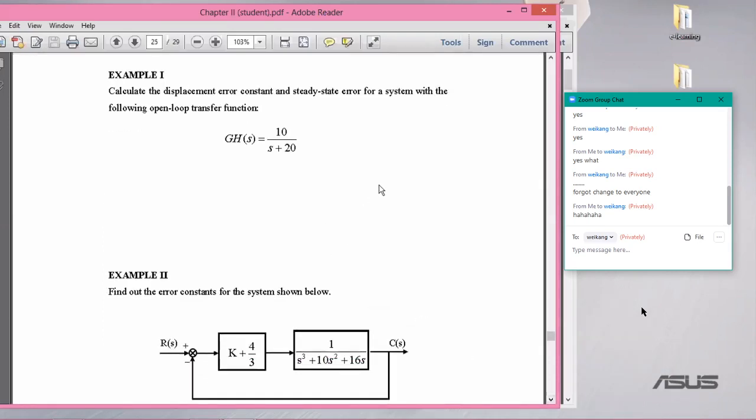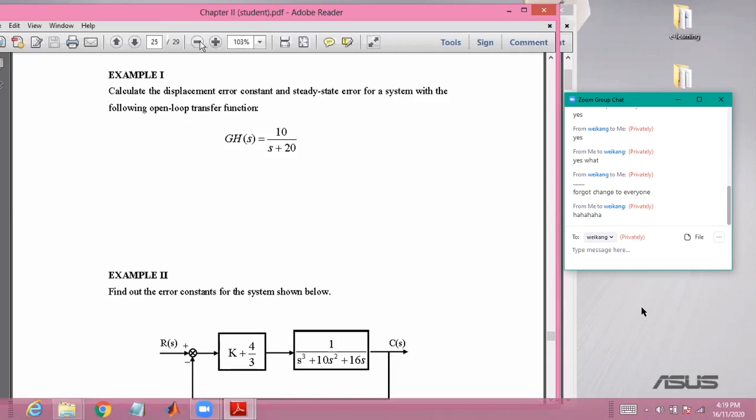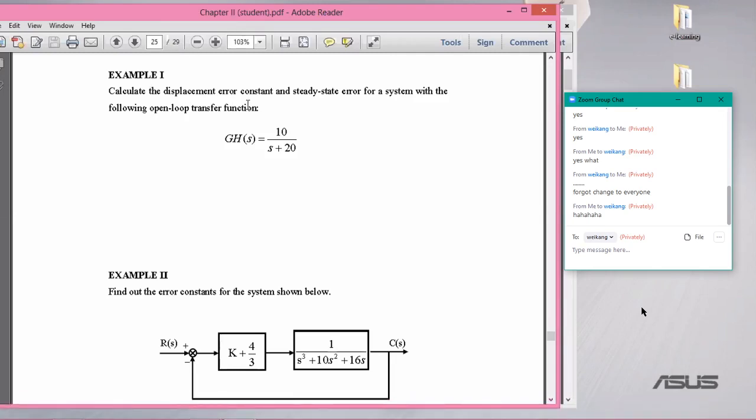Okay, let's take a look at example 1. Calculate the displacement error constant and steady state error for a system with the following open loop transfer function. So you are given this open loop transfer function GH of s. See, this is not the overall transfer function. This is the open loop transfer function, GH of s.